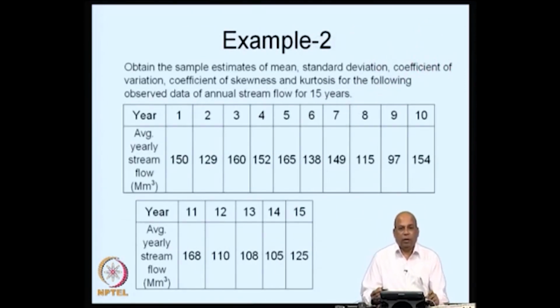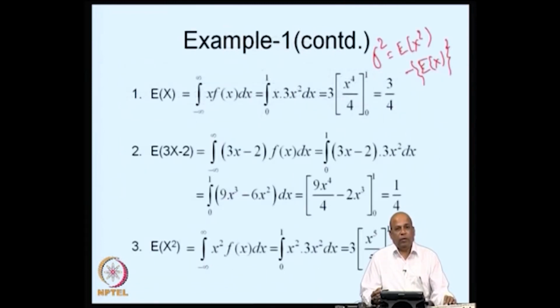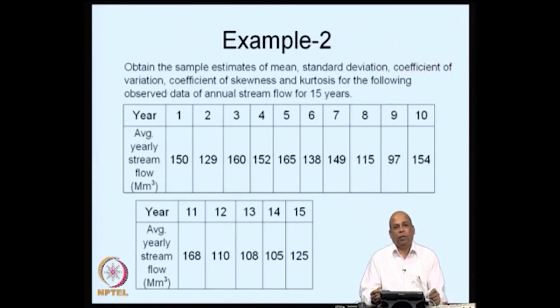We will take another example where we have a sample. The previous example consisted of population estimates. For example, this is the expected value based on the PDF defined for the population. Now, we will go to an example where we have a sample of values. For example, the average yearly stream flow at a particular location, measured for the last 15 years.